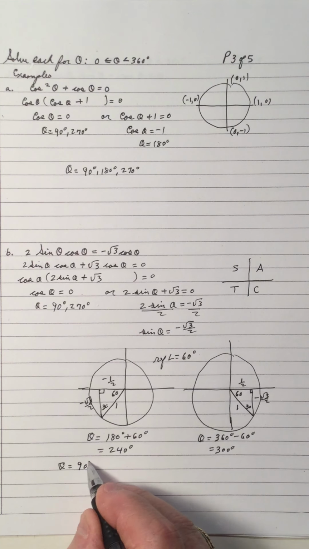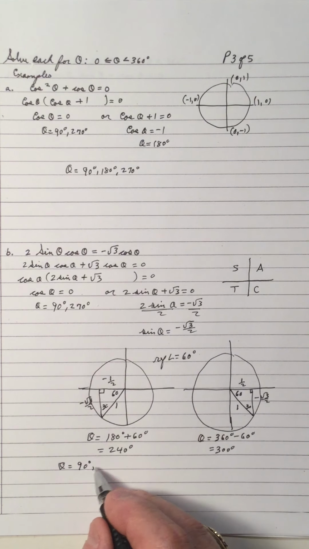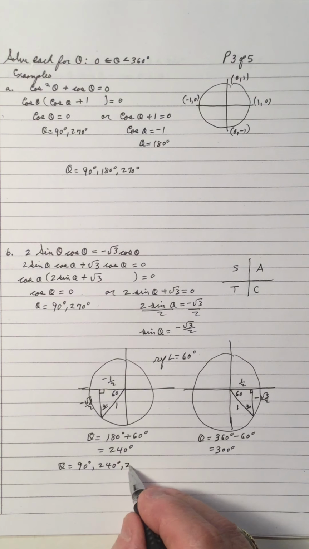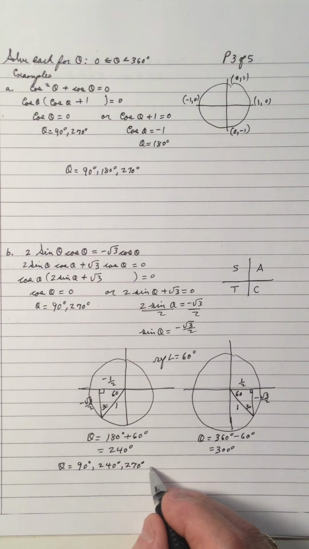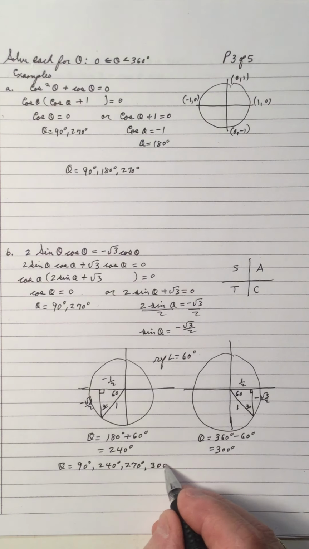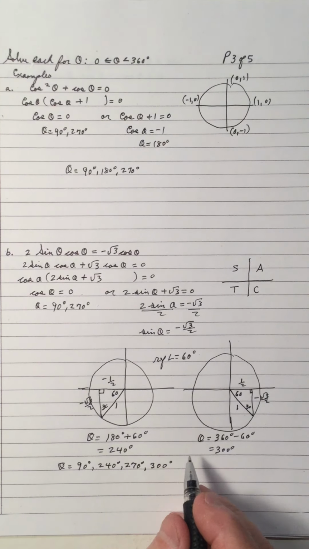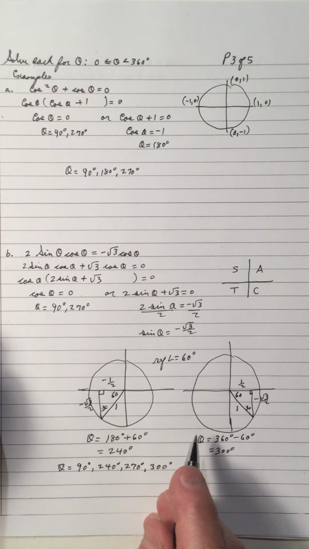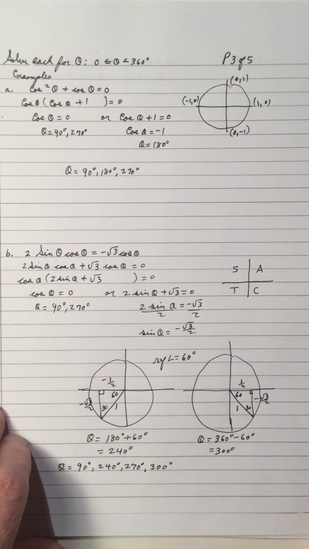So the answers for theta, all of them, put in order: we have a 90, a 240, a 270, and a 300. Now, I put them in order. Again, when the teacher goes to look at them, the teacher might want them in order. You have to check with your teacher on that. So let's continue.